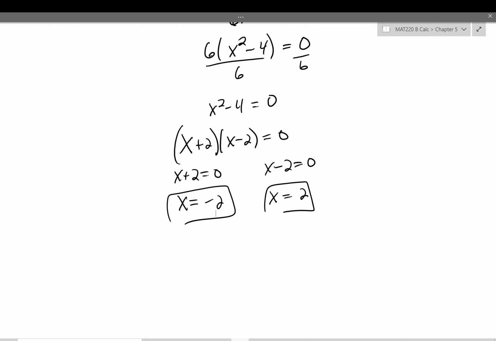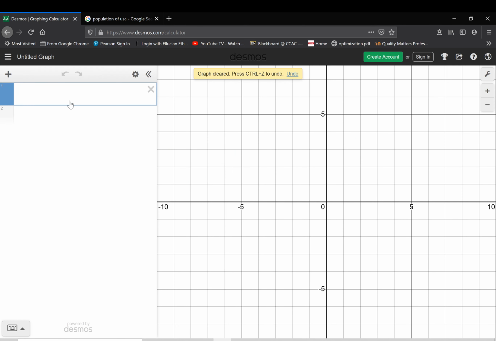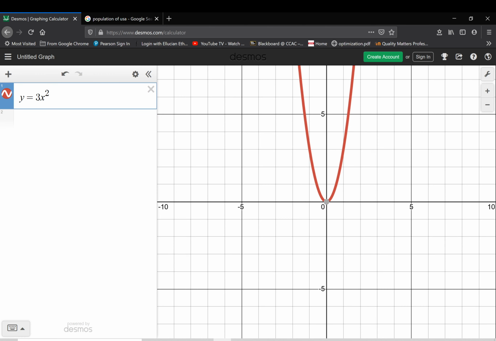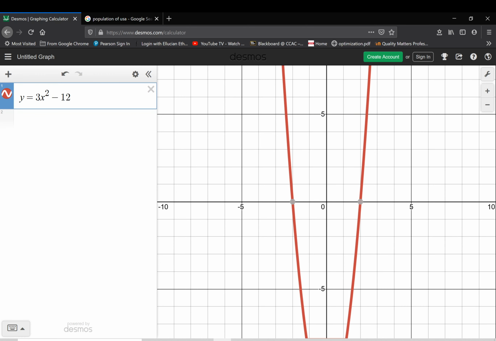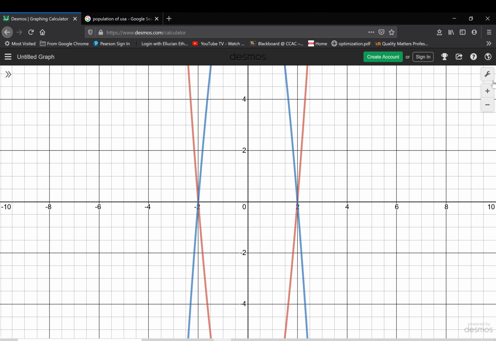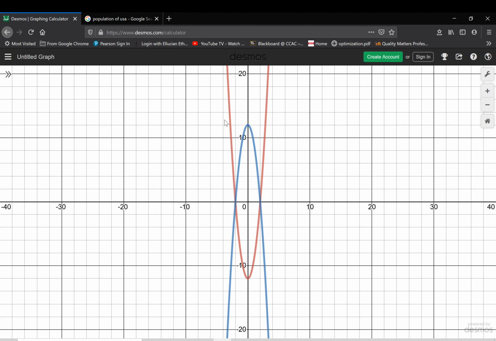Well, let's go to Desmos. Let's just see if we're correct. So I'm just going to go to new graph here. All right. And the first one is going to be y equals 3x squared minus 12. Okay. And the second one is going to be y equals 12 minus 3x squared. All right. So let me clean this up a little bit here. Where do my y values go? Okay, they go all the way up to, what is that? All right, that's 12. That's what I thought.